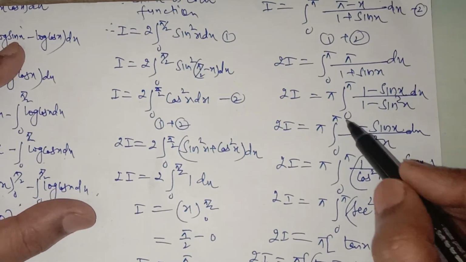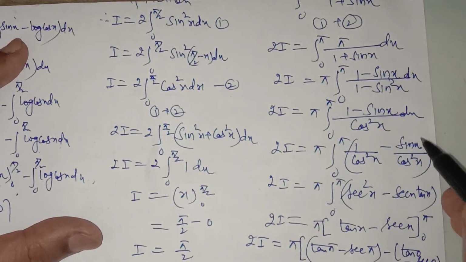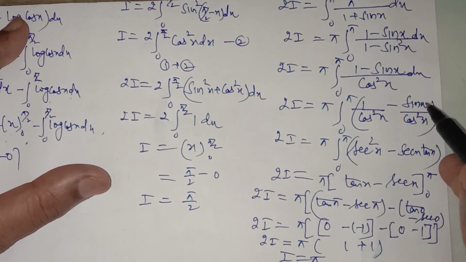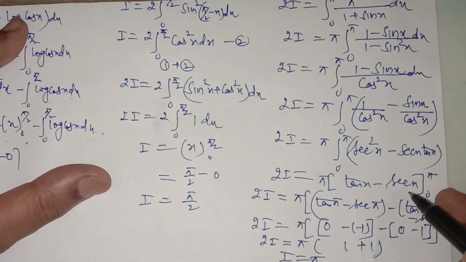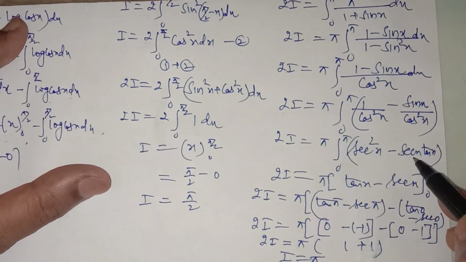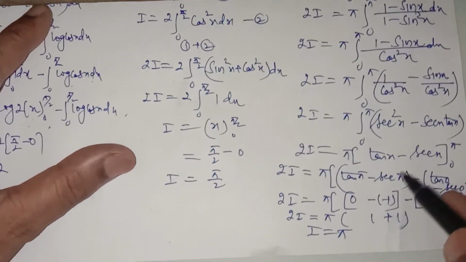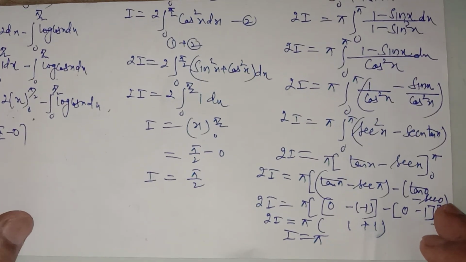Separate into two integrals: 1 upon cos square x, and sin x upon cos square x. This is sec square x, and this is sec x into tan x. Sin upon cos is tan, 1 upon cos is sec. You know the integral of this, tan x, and you know the integral of this, sec x. The integral of sec x tan x is equal to sec x, and the integral of sec square x is tan x. Integrate and use upper limit minus lower limit. You will get the answer as pi.